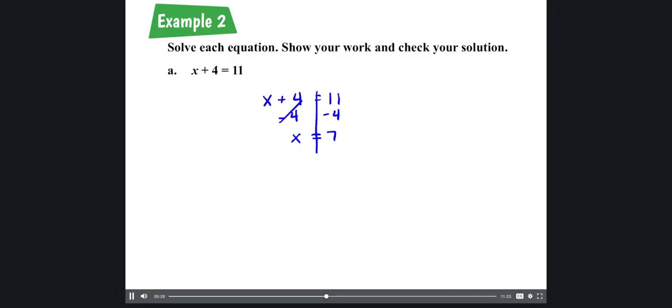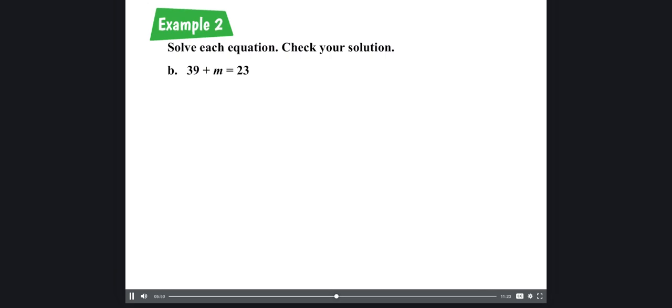To make sure that 7 is the solution to this equation, we will substitute 7 into the original equation. Does 7 plus 4 equal 11? 7 plus 4 is 11, and 11 equals 11. Yes, 7 is the solution to the equation.